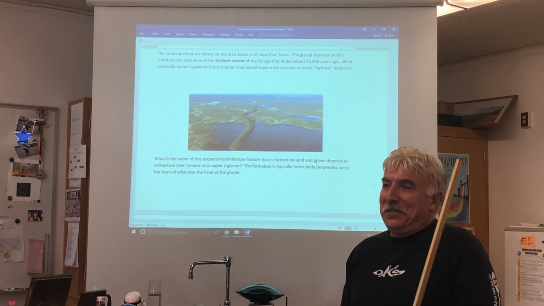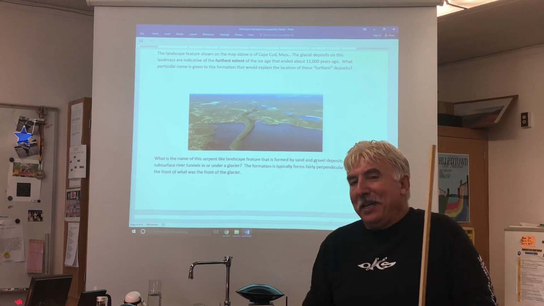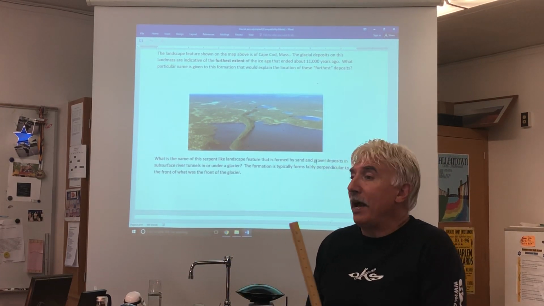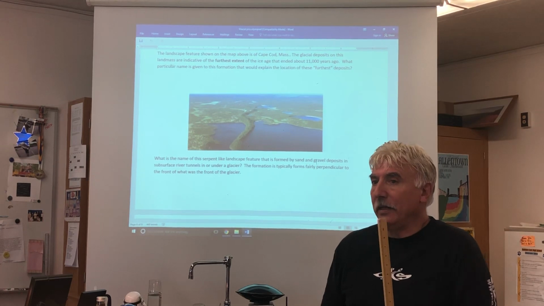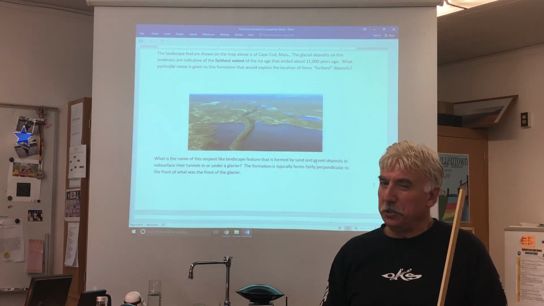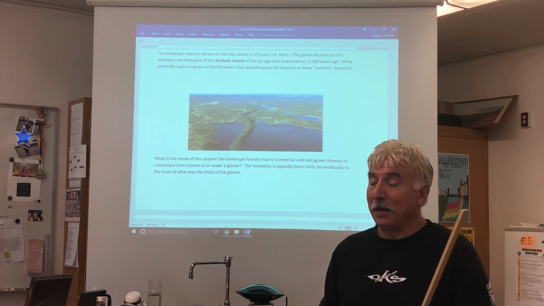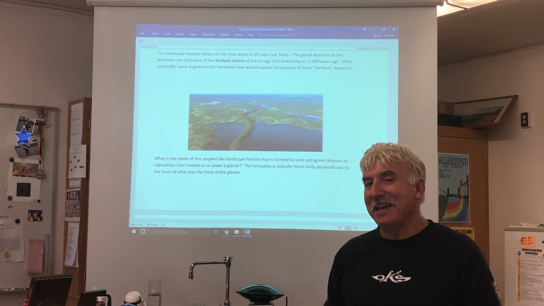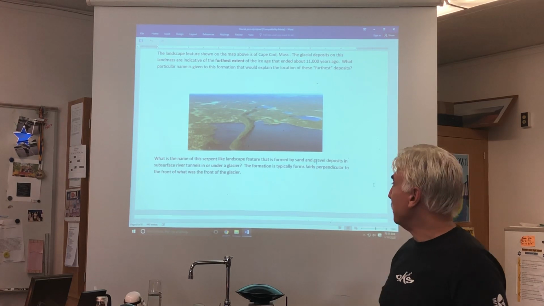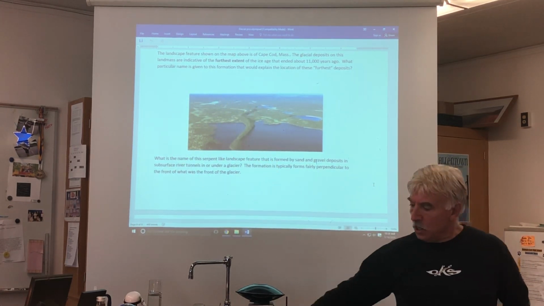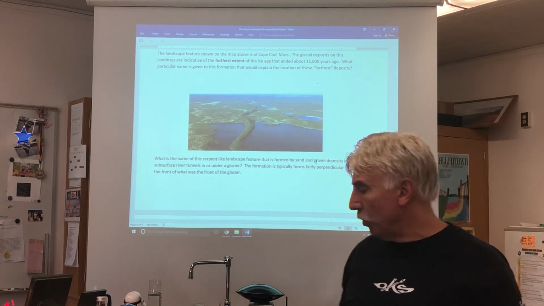Now, since it's a stream associated with a glacier, the sediment is still scratched and polished, unlike running water sediment, which is mainly just polished. It's still scratched up and polished, but it might appear a little sorted. And because of that, this is called a different formation. This is actually called an esker. So once again, what do you really have to know about glaciers?